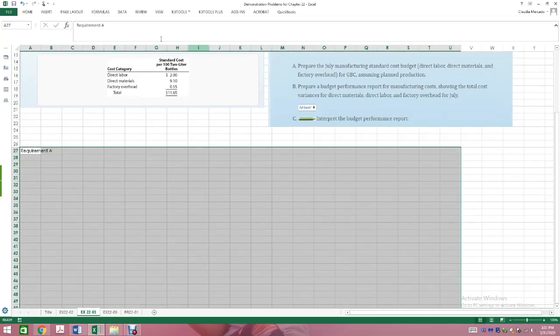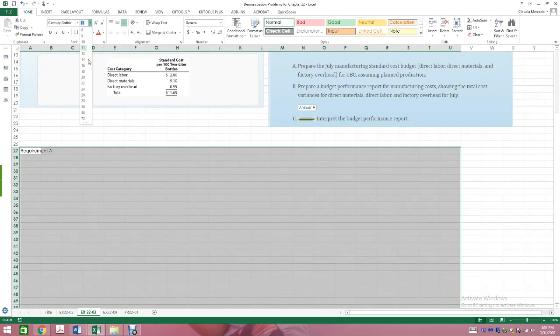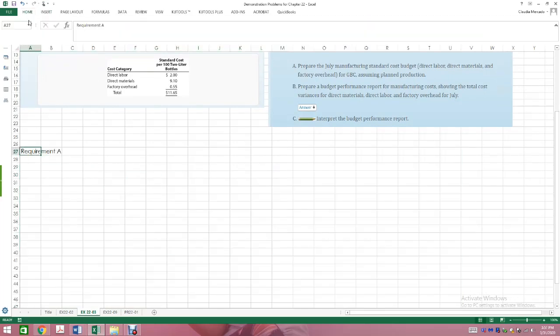So let me just make this a little bit bigger. Make it a 14 here. Hopefully we can see a little bit bigger, okay? Okay, so requirement A. So they're wanting us to create a manufacturing cost budget. Prepare a manufacturing cost budget for July. So let me set it up, okay? So we have Genie in a Bottle, that's the name of the company. This is going to be a manufacturing cost budget, okay? And this is for the month ended July the 31st.